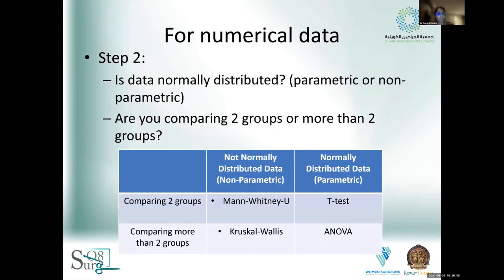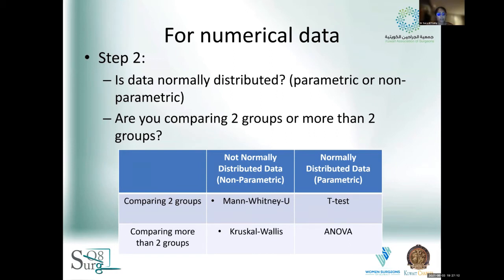For numerical data, you're going to ask these two questions. Is the data normally distributed or not? And are you comparing two groups or more than two groups? Normally distributed data, we use what's called parametric tests. Not normally distributed, we use non-parametric tests. So the table just summarizes what test you choose based on the situation.